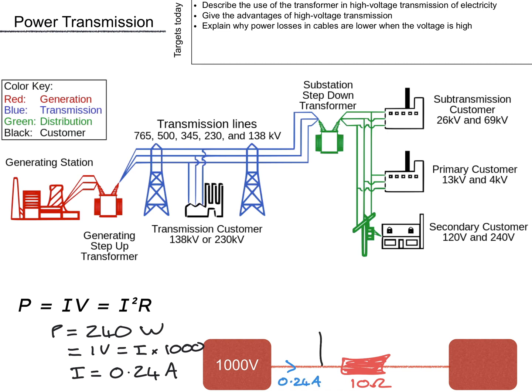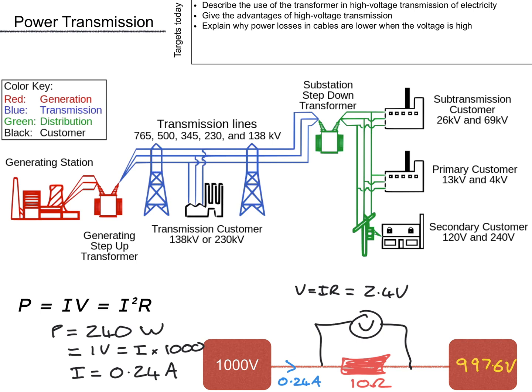Let's do what we did before. Check the voltage going across there, and V equals IR. So 0.24 times 10, so it's going to be 2.4 volts. So as the electricity is flowing along here, it starts off at 1,000 volts. Then we've got a potential difference of 2.4 volts. So once it gets over to the other side, we're going to be down to 997.6 volts. Remember the last time we lost 10 volts? This time we're only losing 2.4 volts.